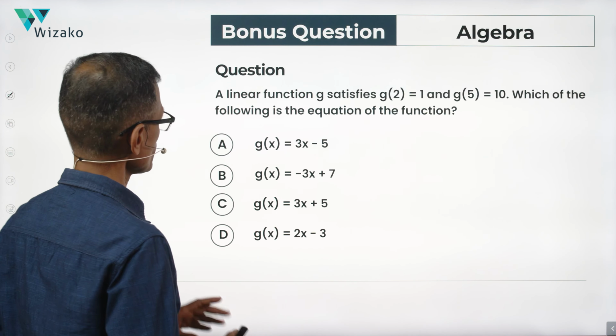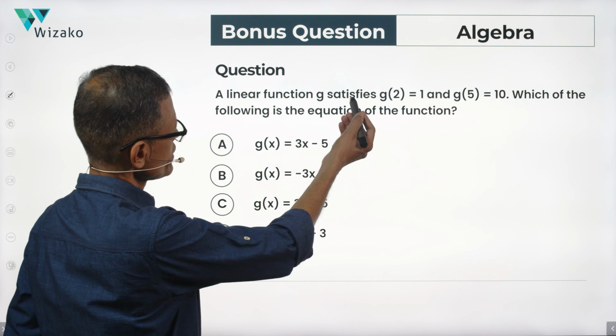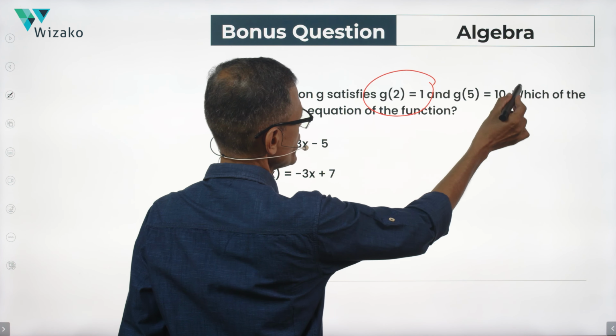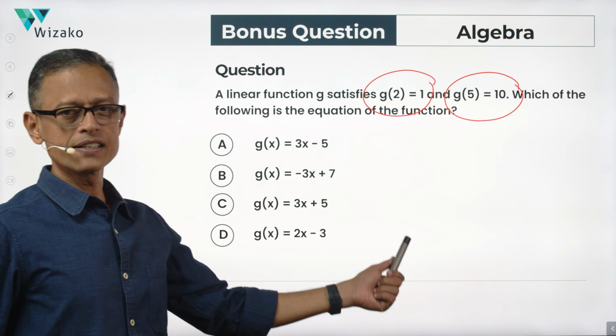Here is a bonus question that you can solve. Very similar, right? A linear function g satisfies g of 2 equals 1 and g of 5 is equal to 10. Which of the following is the equation of the function?